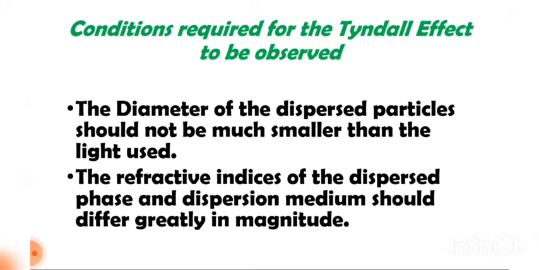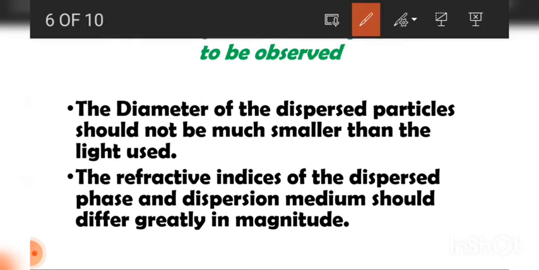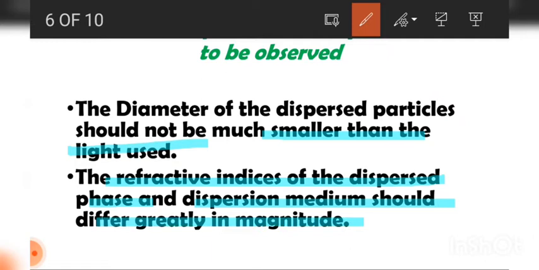Let's look at the conditions which are required for the Tyndall effect to be observed. First of all, the diameter of the dispersed particles should not be much smaller than the wavelength of the light used. And secondly, the refractive indices of the dispersed phase and dispersion medium should differ greatly in magnitude.